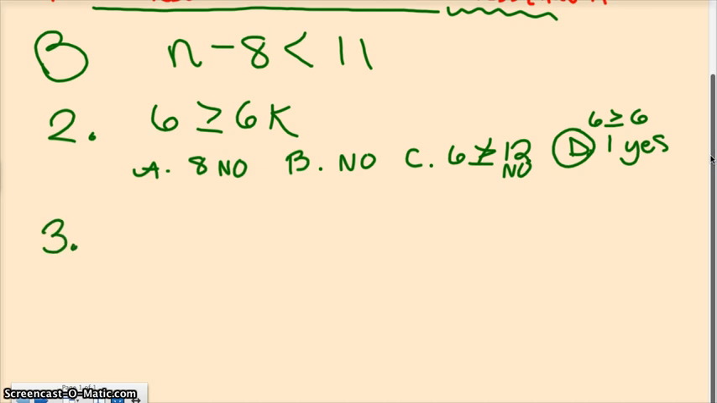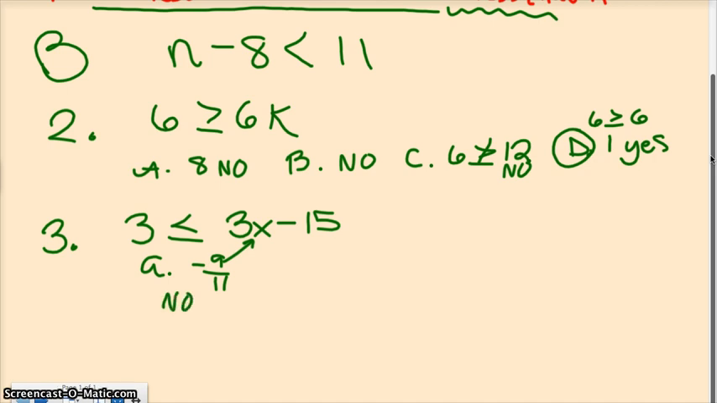3. I want to again identify a solution. 3 is less than or equal to 3x minus 15. A says negative 9/11. Well, I'm going to use logic here. If I plug this in, I'm just going to get more negative, and 3 is going to be greater. So right away I know I'm not. B, 5. Is 3 less than or equal to 3 times 5 minus 15? Is 3 less than 15 minus 15? No.